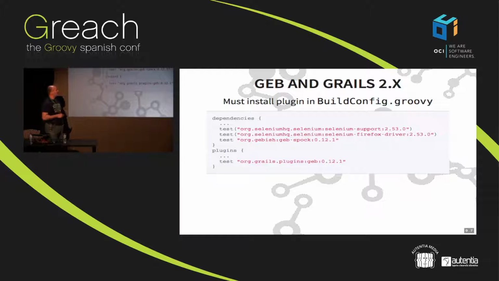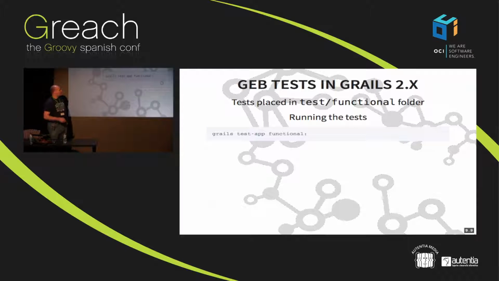It's just include the correct libraries and include the JEP plugin. You check them with test app functional. Ratpack, it's even easier. You just do Gradle check. So it integrates very nicely with that.